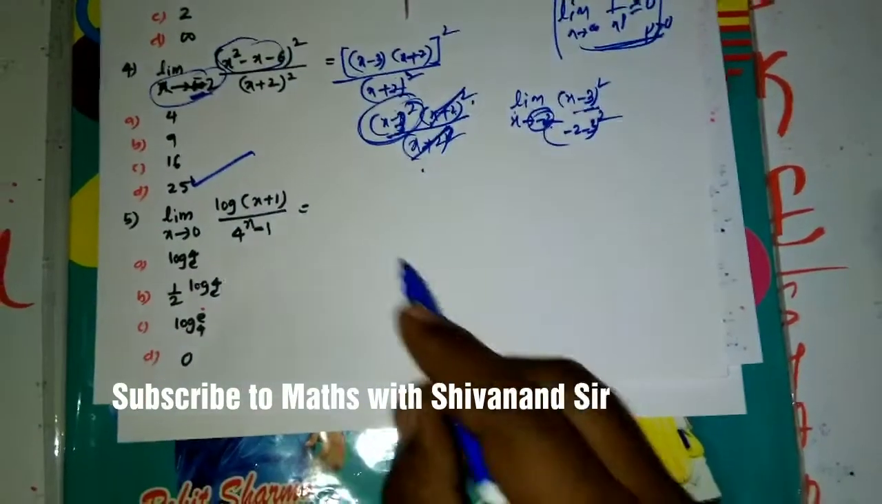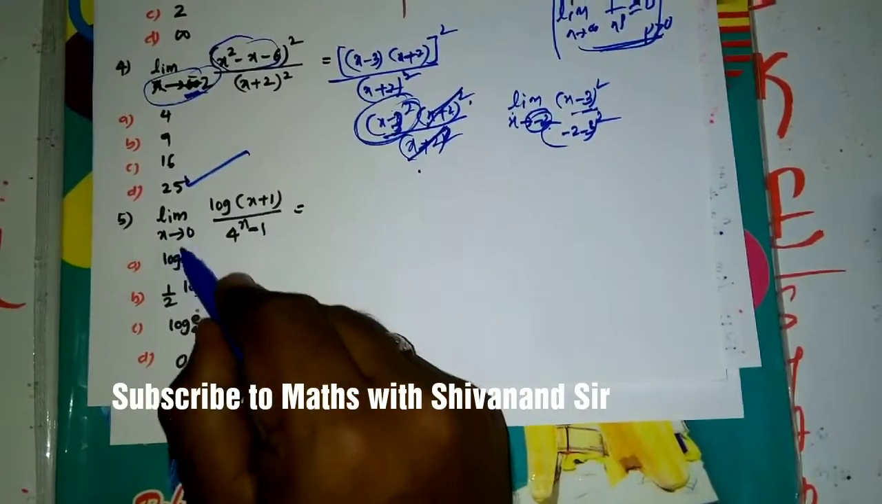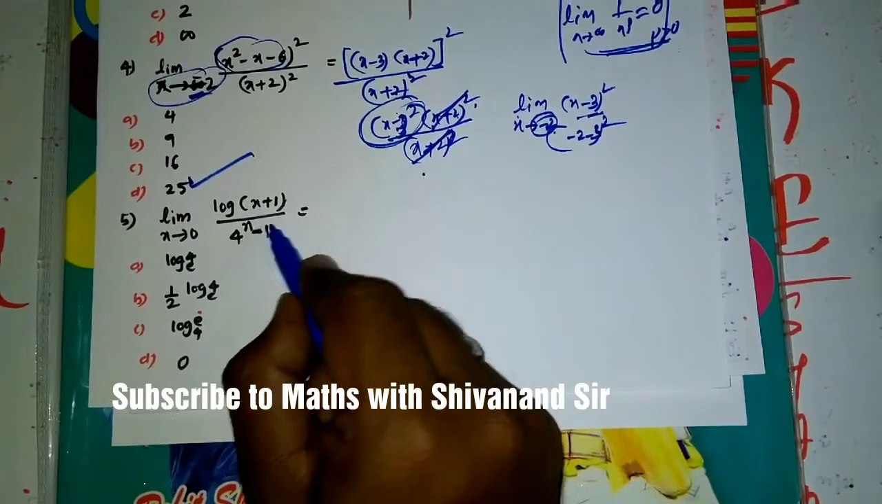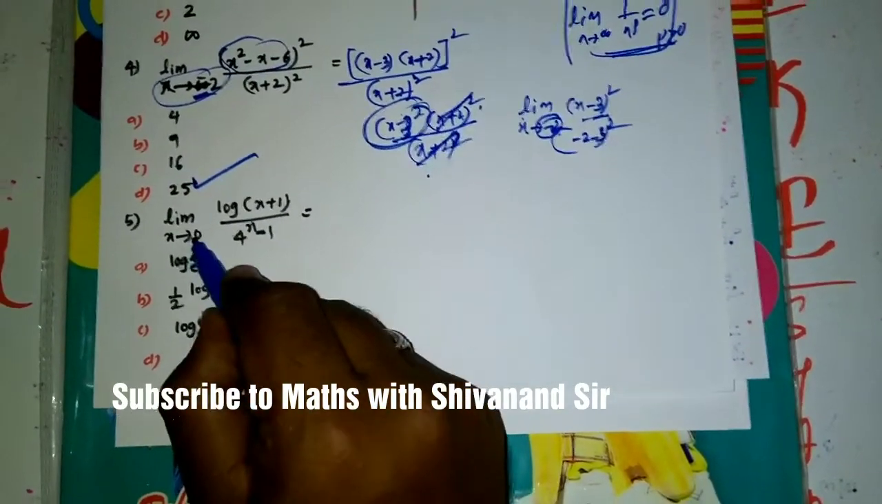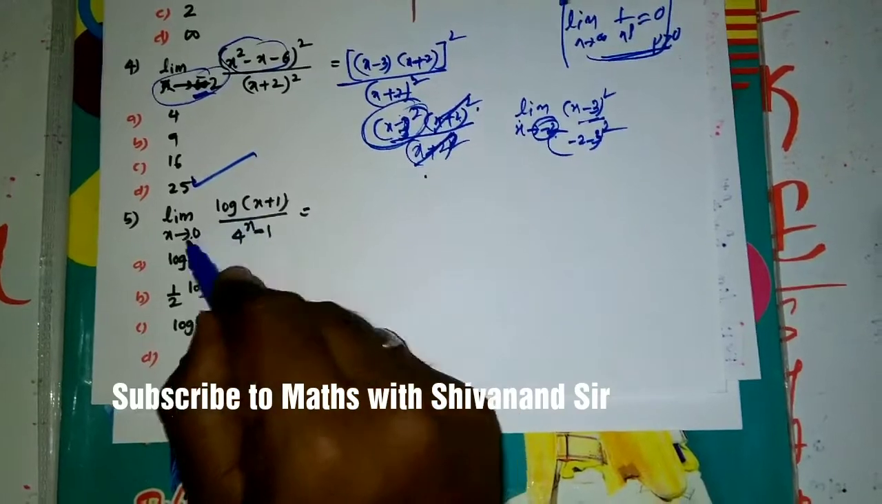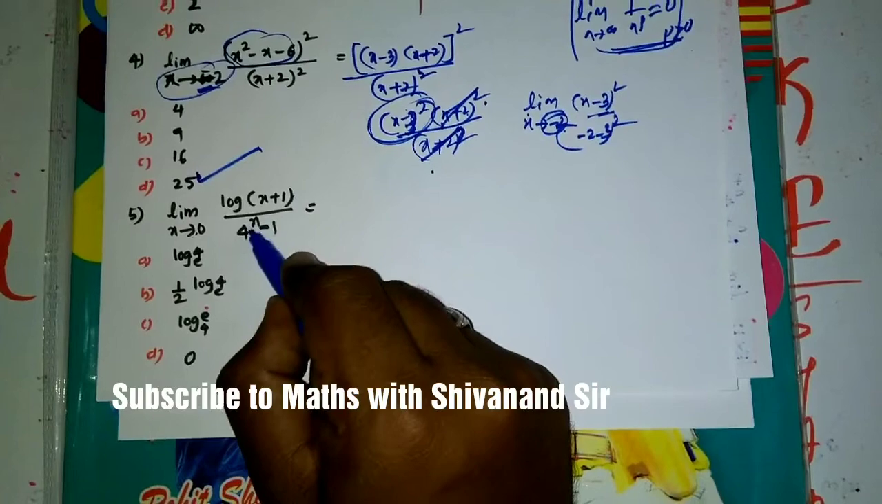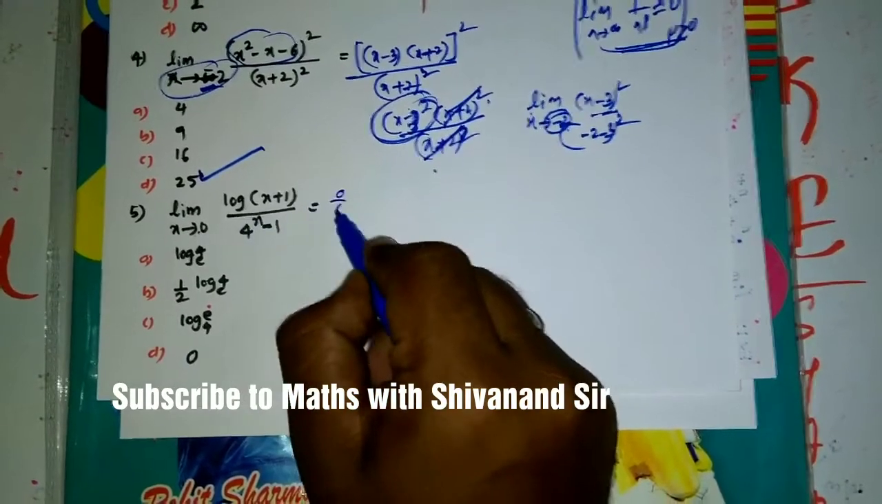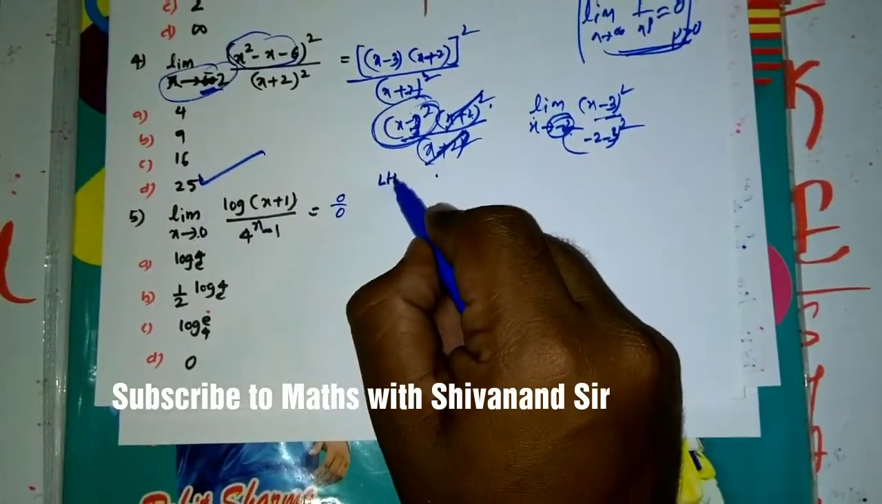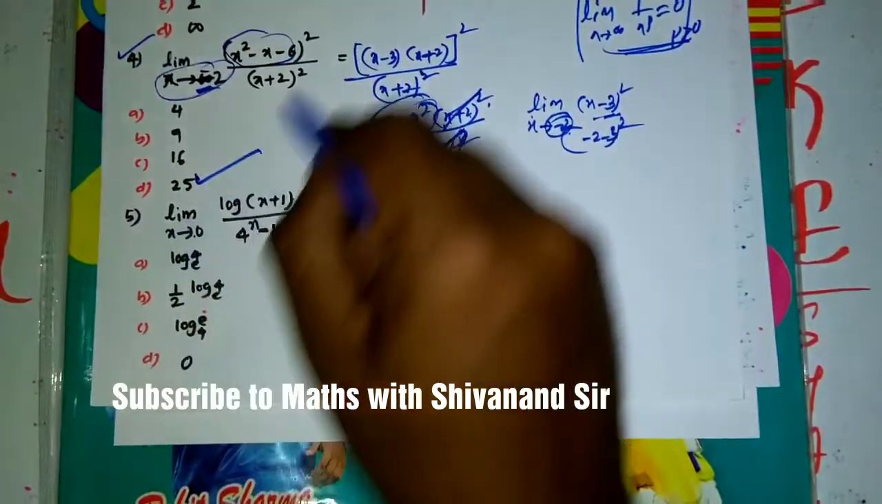So one more question, question number 5. Limit x tends to 0, log of (x plus 1) divided by 4 raised to x minus 1. If I apply directly, x equal to 0, it becomes log of 0 plus 1, which is log 1, and 4 raised to 0, so 1 minus 1. It is of the form 0 by 0. So I will go with L'Hospital rule. Even this question can be done with the help of L'Hospital rule.